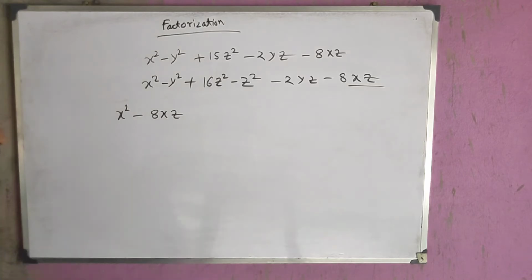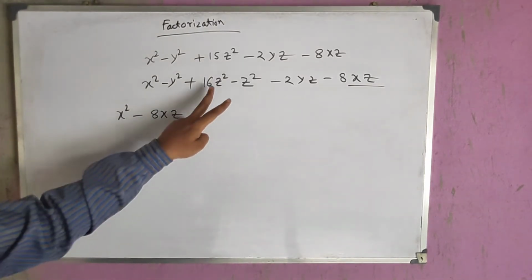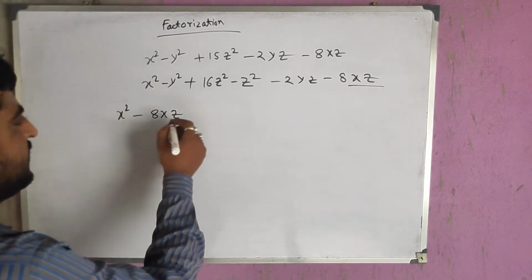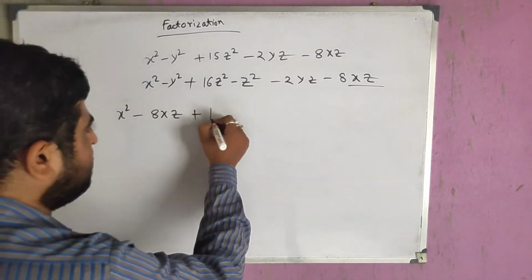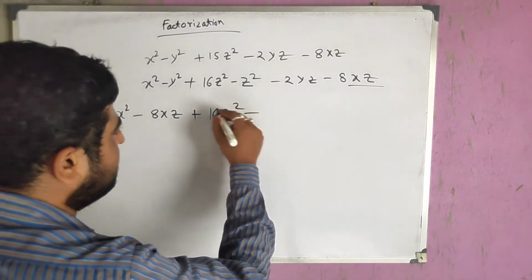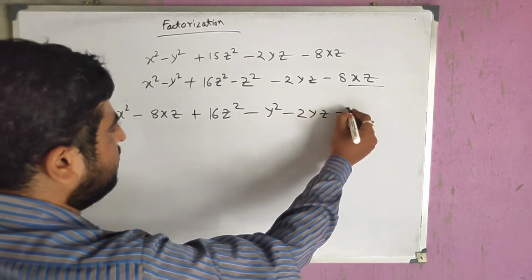Now the question arises, which z square will we take first, 16z square or minus z square? We will take plus 16z square, because this is plus and this is plus, and if you break this 8xz it will come 4z only. Wait, I will show you. Minus y square minus 2yz minus z square.